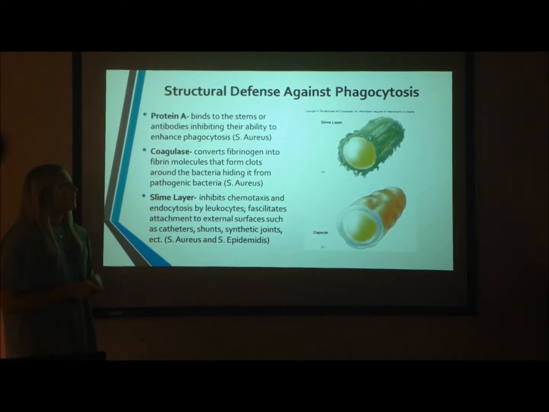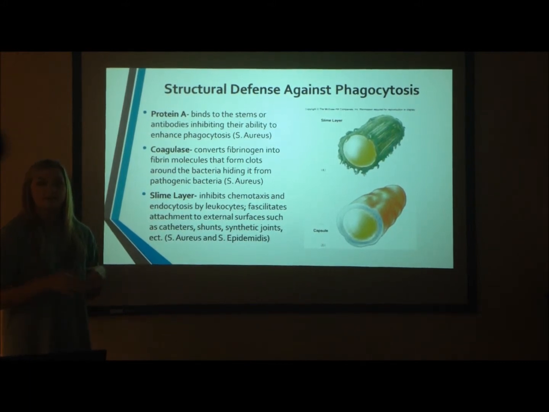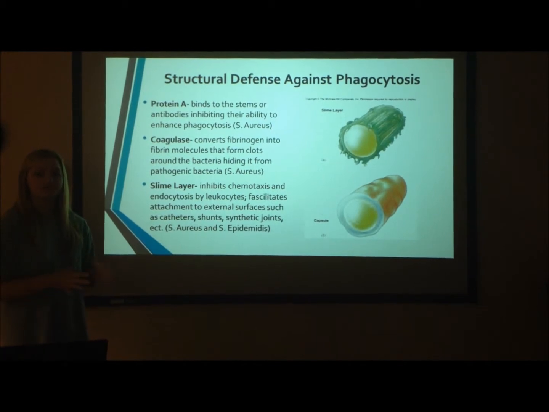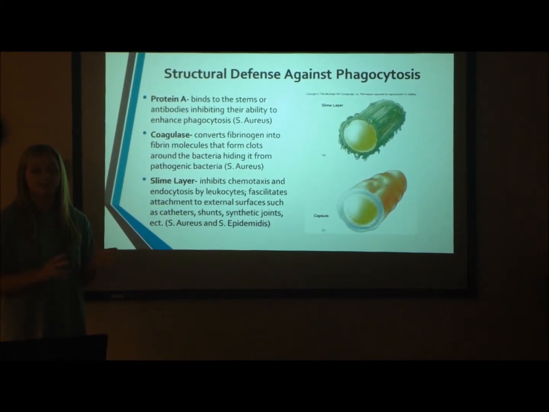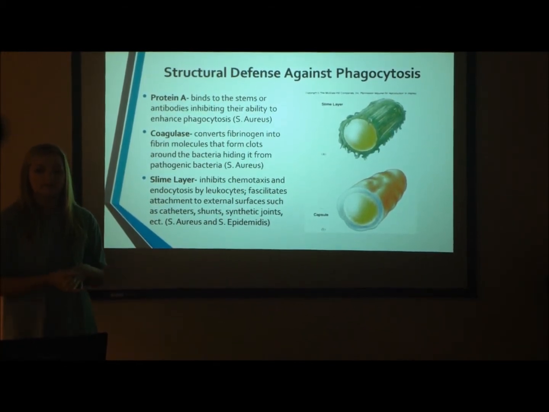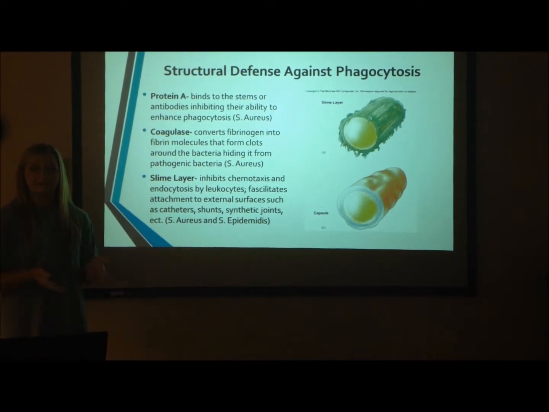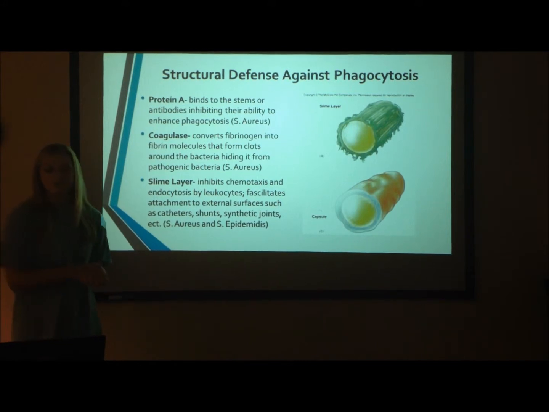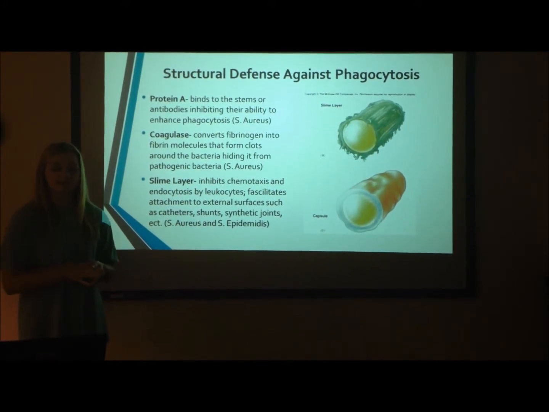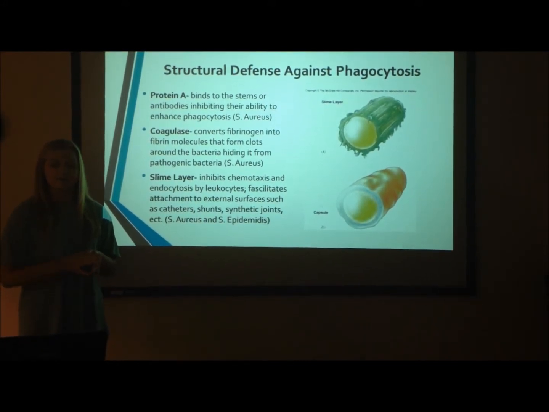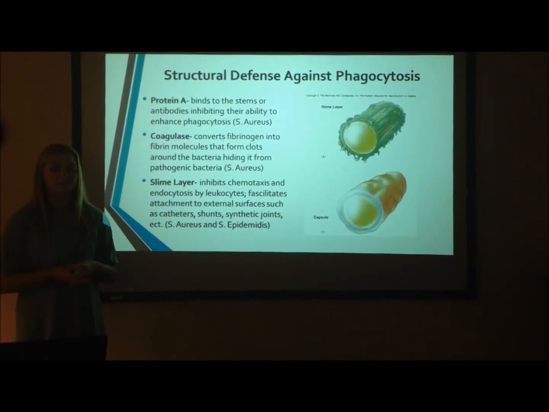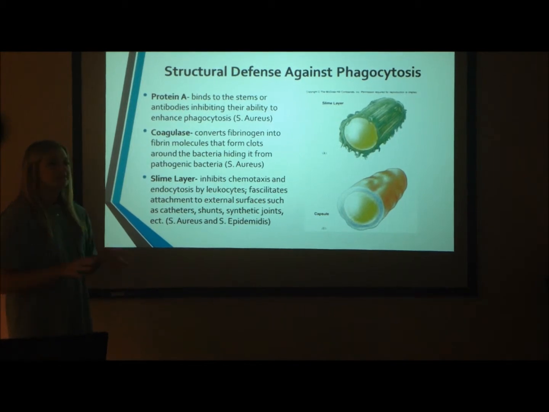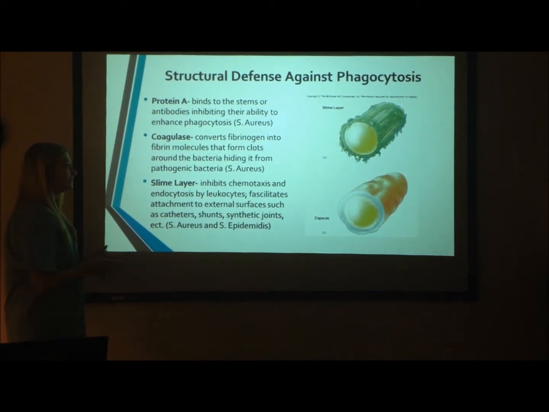So, when your body detects something inside it that is not supposed to be there, it automatically tries to defend itself by getting rid of the external pathogen. But Staphylococcus actually protects itself from being phagocytized by producing these three things. First is protein A. Protein A actually binds to the stems of antibodies, which inhibits their ability to enhance phagocytosis. And this is a characteristic mostly of the Staphylococcus aureus.